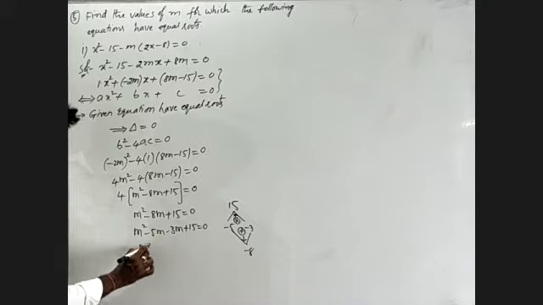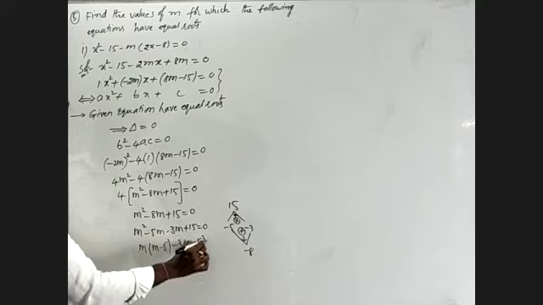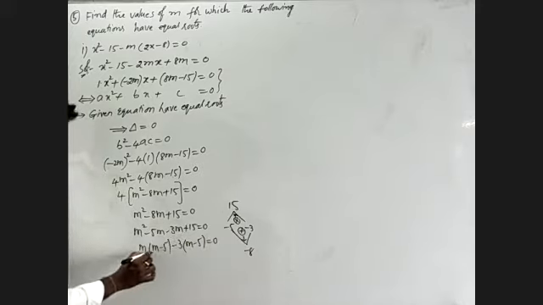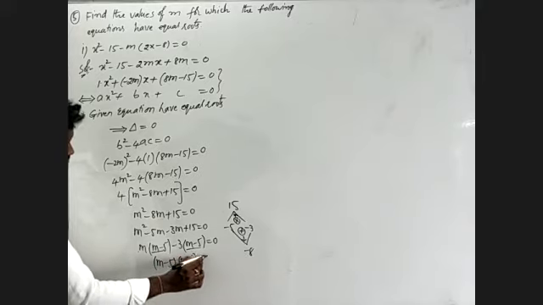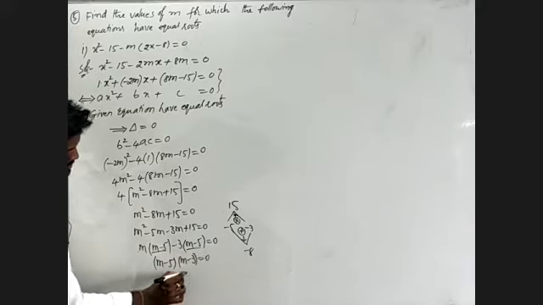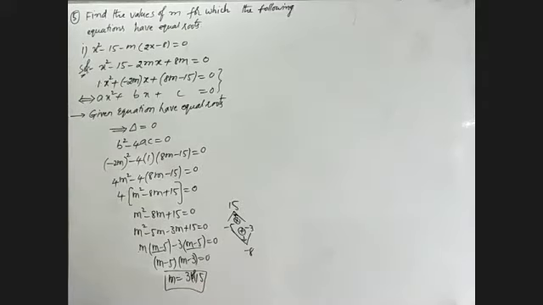I will take m common. Remaining we have to write m minus 5. Again I will take minus 3 common. Remaining we have to write m minus 5 is equal to 0. Here the common term is m minus 5. Remaining I will write m minus 3 is equal to 0. Finally we will write m is equal to 3 or 5.